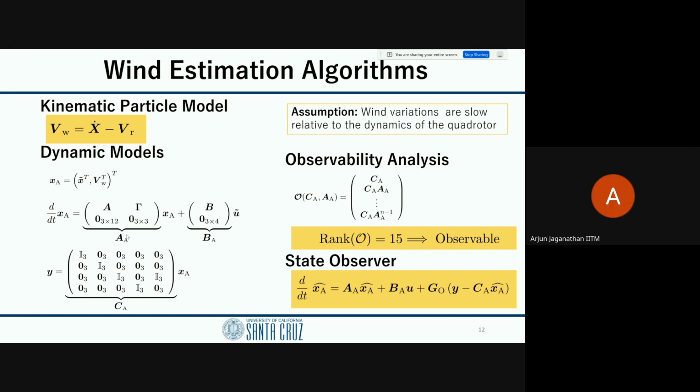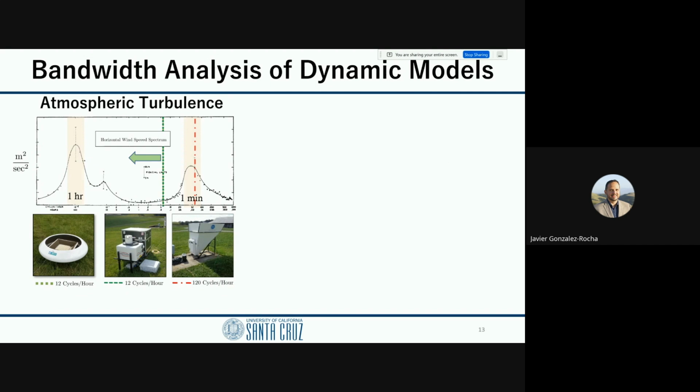All right, so the next step was to look at the bandwidth of the dynamic models in comparison to the bandwidth of conventional technologies. At the bottom, I have three different sensing solutions. This is a SODAR, and it's sampling 12 times per hour. Then we have a LiDAR, 12 times per hour, and then we have a SODAR that's working twice as fast, 120 cycles per hour.